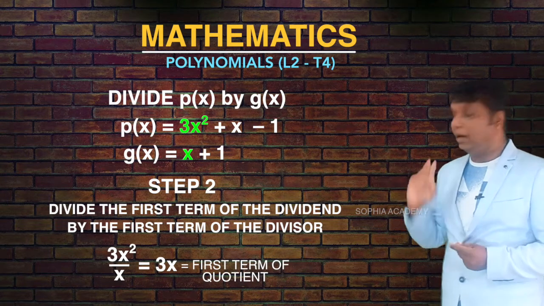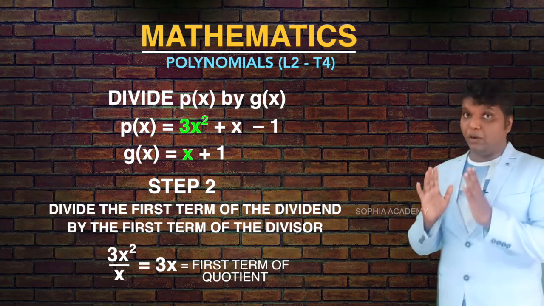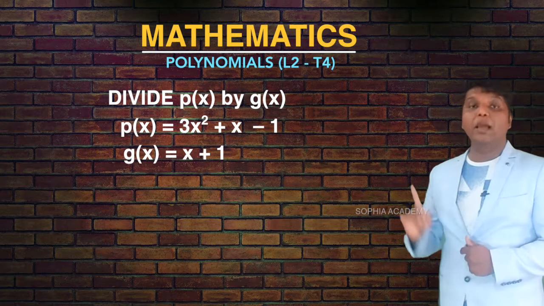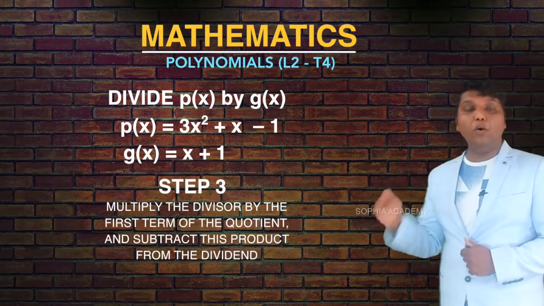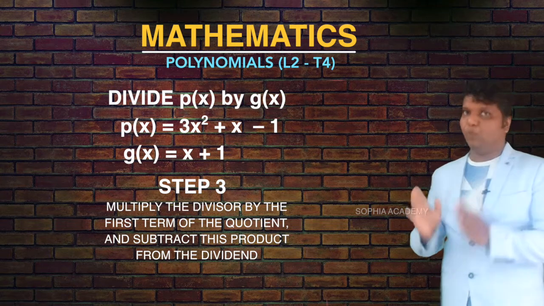So on the quotient part we will write 3x. Next one. So you got the quotient, the first term of the quotient. Now multiply this quotient by the divisor. What is the divisor? x plus 1 is the divisor.